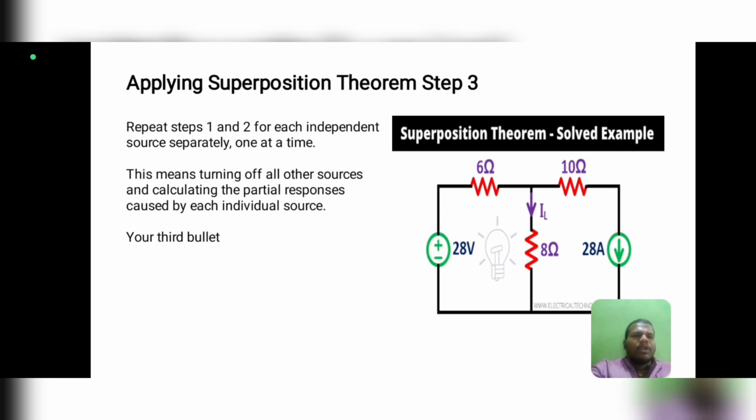Step 3. Repeat steps 1 and 2 for each independent source separately, one at a time. This means turning off all the other sources and calculating the partial response caused by each individual source.